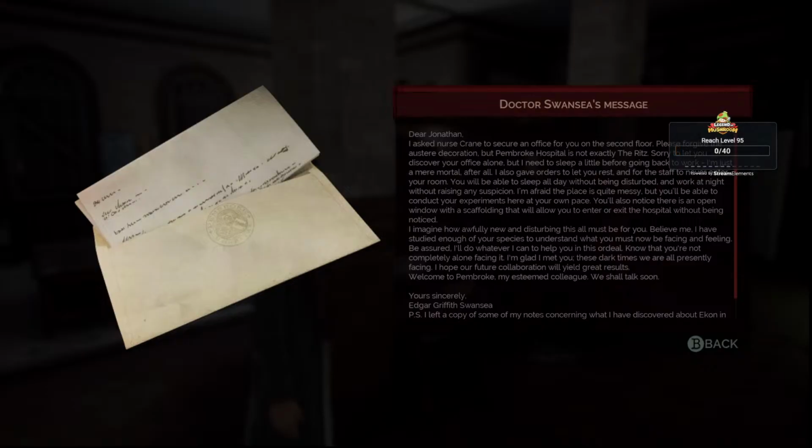You will be able to sleep all day without being disturbed and work all night without raising suspicion. I'm afraid the place is quite messy, but you'll be able to conduct your experiments here at your own pace. You'll also notice there is an open window with scaffolding that will allow you to enter or exit the hospital without being noticed.